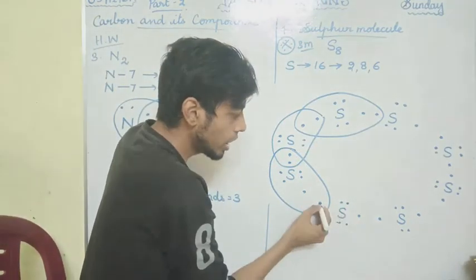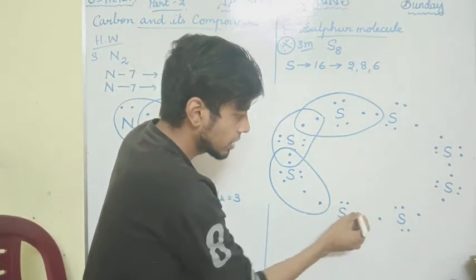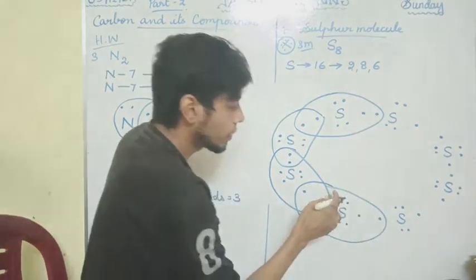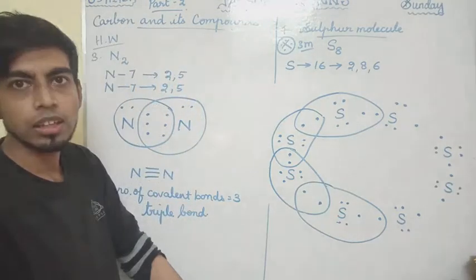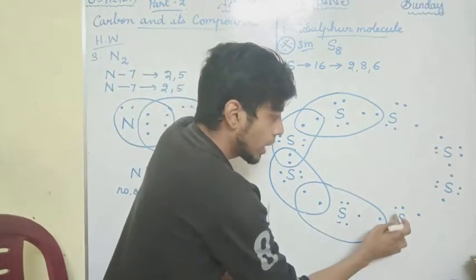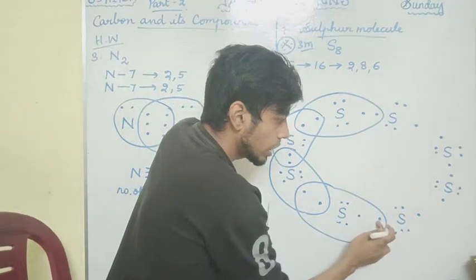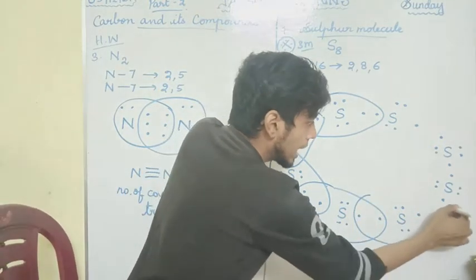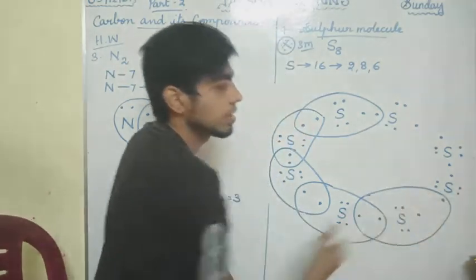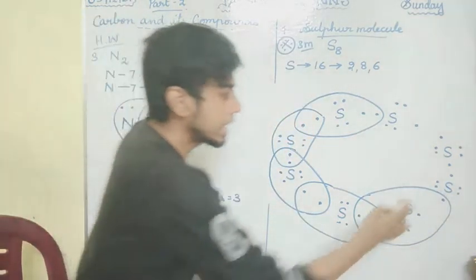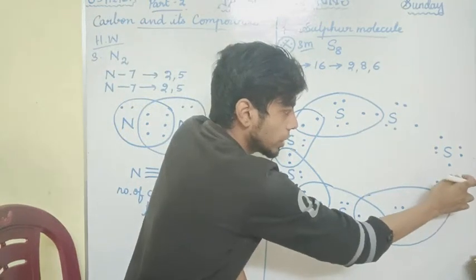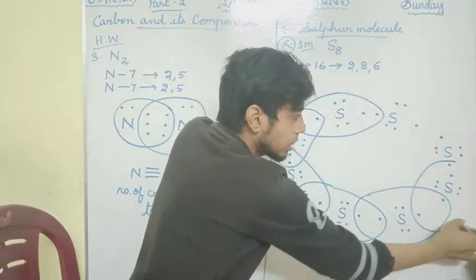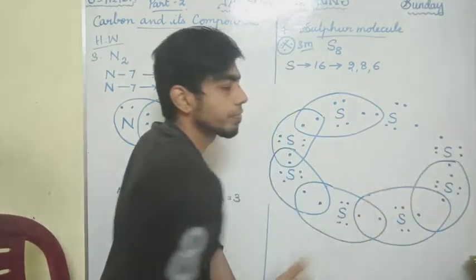Now 1, 2, 3, 4. The 5th dot this side, the 6th dot this side. The 7th one from this sulfur and the 8th one from this sulfur. Now again 1, 2, 3, 4, the 5th dot this side, the 6th dot this side. The 7th one from this sulfur and the 8th one from this sulfur. Next 1, 2, 3, 4, the 5th dot, the 6th dot, the 7th one from this sulfur and the 8th one from this sulfur.